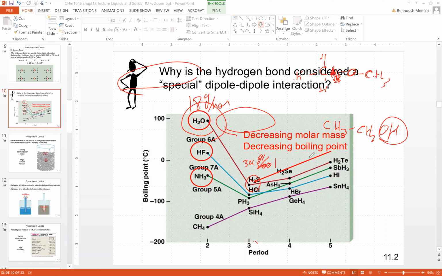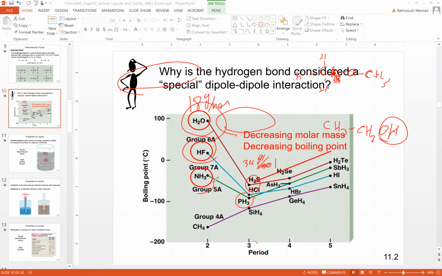But then the trend kind of makes sense, because increasing the mass or molar mass is going to increase the boiling point. HF compared to HCl. HF, hydrogen bonding, HCl, dipole-dipole, because it's a polar molecule. Hydrogen bonding is stronger than dipole-dipole, so HF has much higher boiling point compared to HCl.